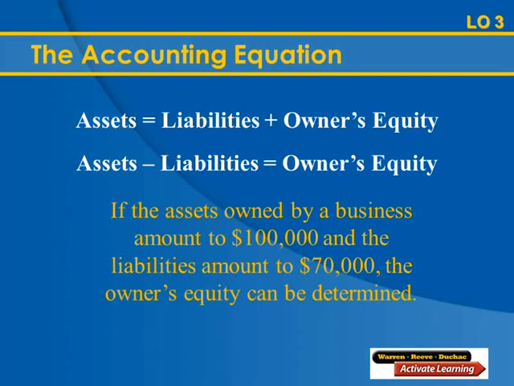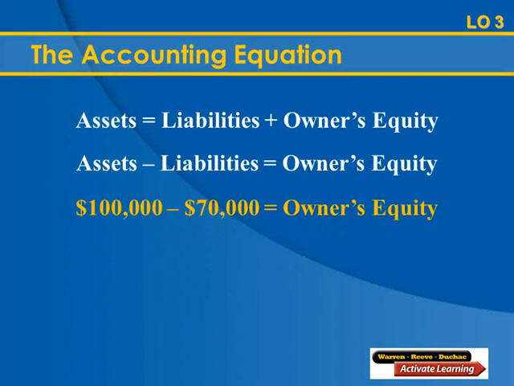For example, if the assets owned by a business equal $100,000 and the liabilities equal $70,000, the owner's equity can be easily determined by subtraction. Therefore, we subtract the liabilities of $70,000 from the assets of $100,000 to determine the owner's equity. Assets of $100,000 minus liabilities of $70,000 equals owner's equity of $30,000.